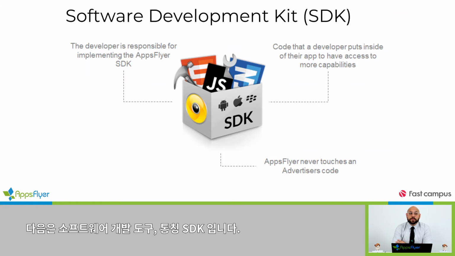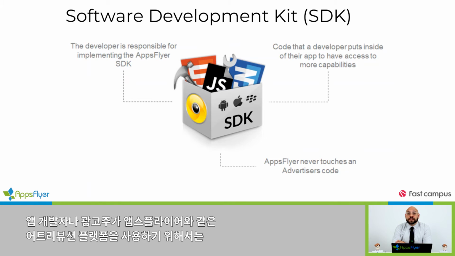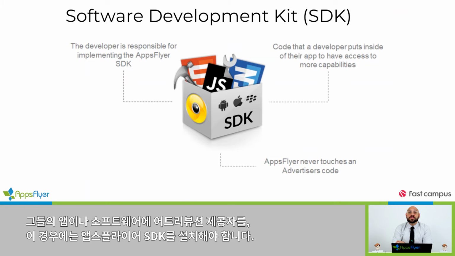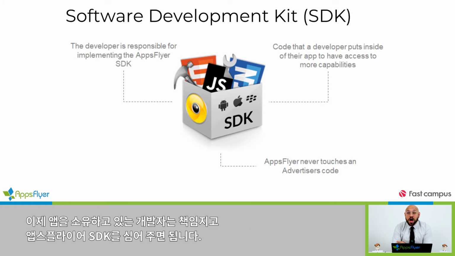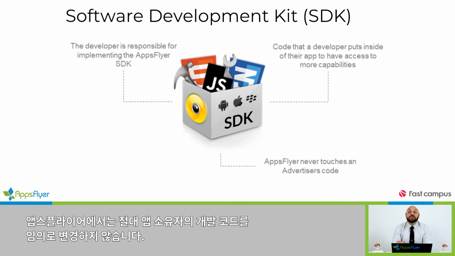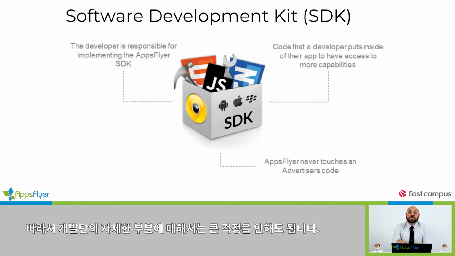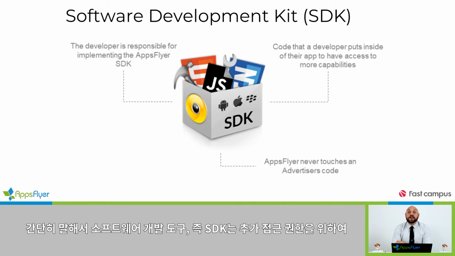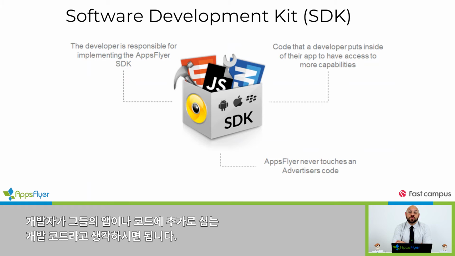Next, we have the Software Development Kit. In order for an app owner or advertiser to leverage an attribution platform such as AppsFlyer, they'll need to install the attribution provider's Software Development Kit, in this case AppsFlyer's, into their app or software. The developer or app owner is always responsible for implementing the AppsFlyer SDK, and AppsFlyer never touches an advertiser or app owner's code. You don't have to worry about too technical of details here. Basically, you can think of a software development kit, or SDK, as code that a developer puts inside of their app or their code to access more capabilities.